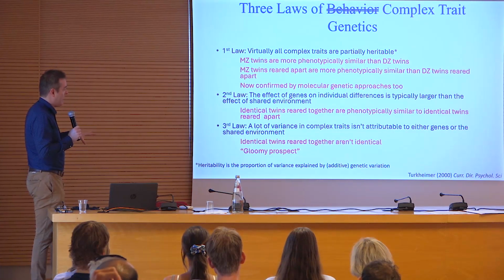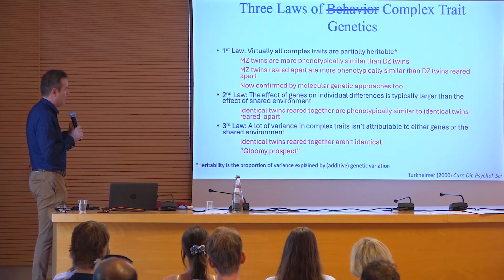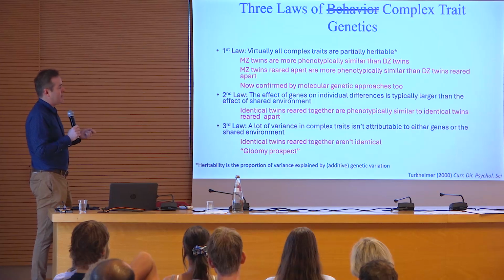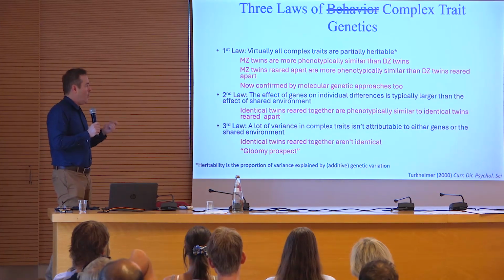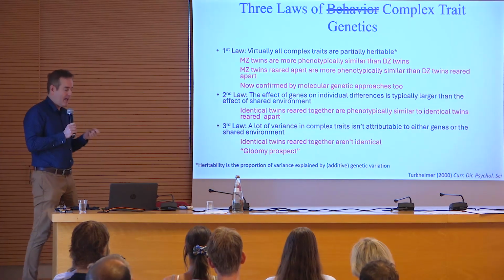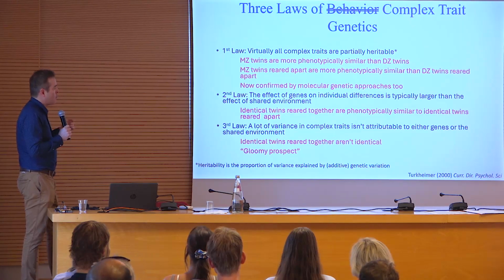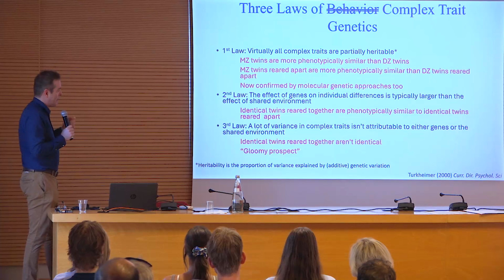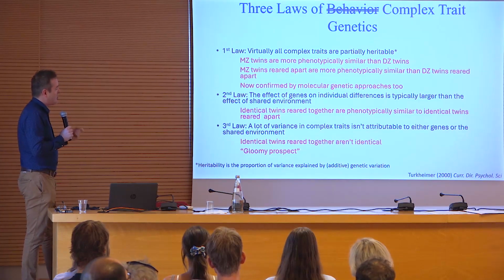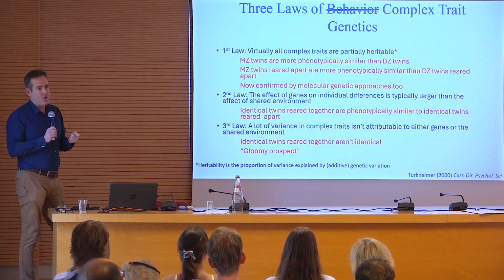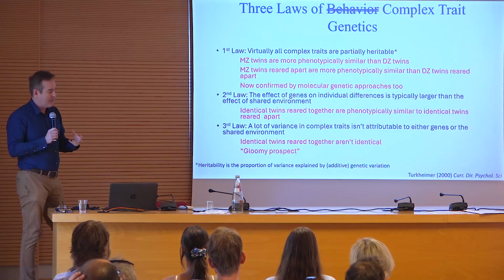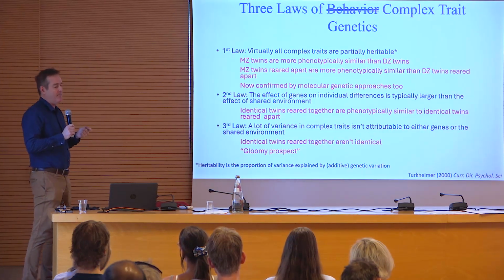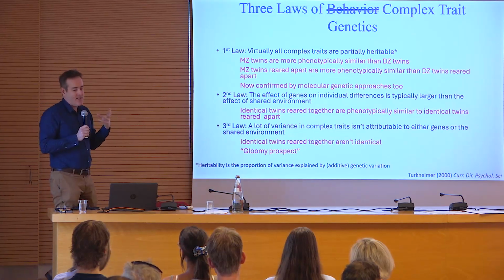And then finally, and perhaps most disturbingly, a lot of variance in complex traits isn't attributable to either genes or the shared environment. How do we know this? Identical twins reared together aren't identical. And this brings to the fore a disturbing phenomenon that's been referred to as the gloomy prospect by Robert Plomin and others.